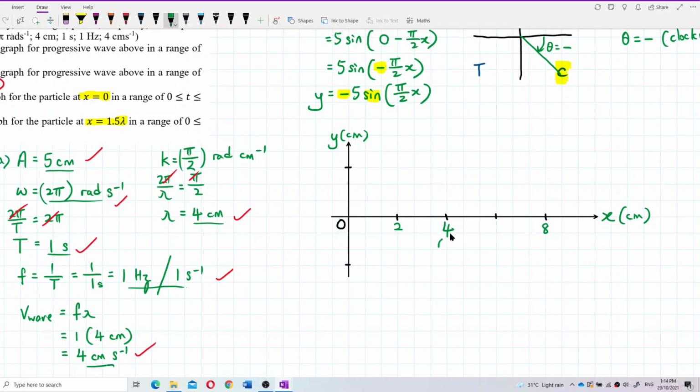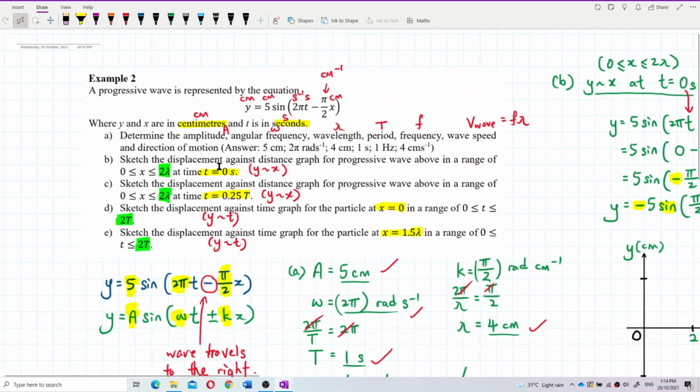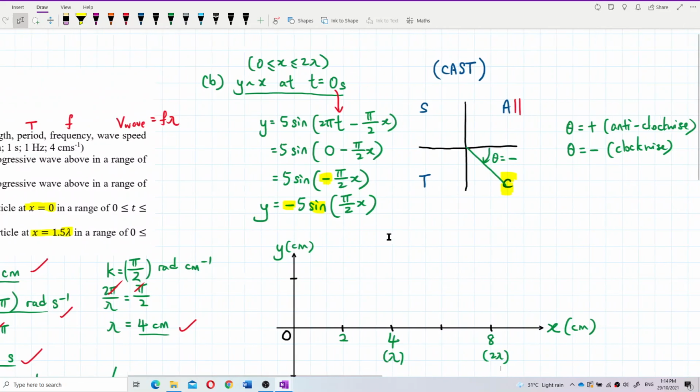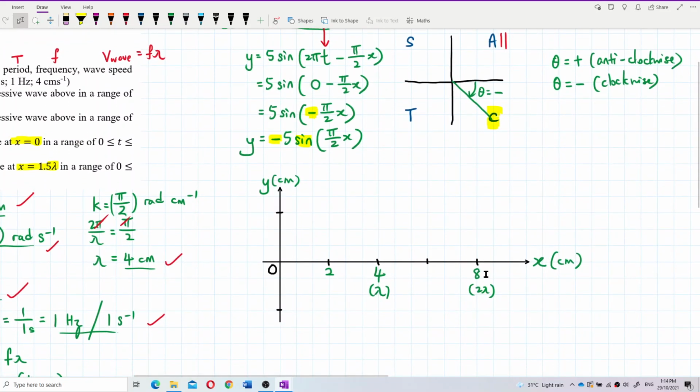Because this one is considered as 1 lambda. This one is considered as what? This one is considered as 2 lambda, in centimeter, isn't it? So this is 4. This is 1 lambda. This is 2 lambda because the requirement is until 2 lambda. Okay, 4 and 8. 1 lambda, 2 lambda. So I need to draw.